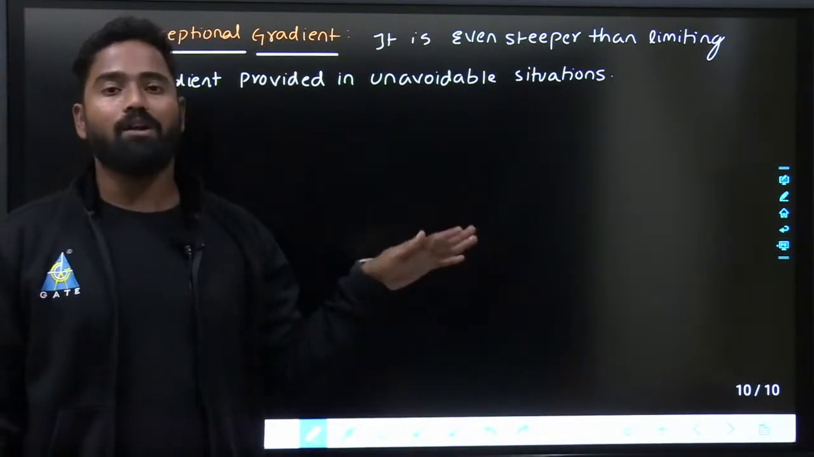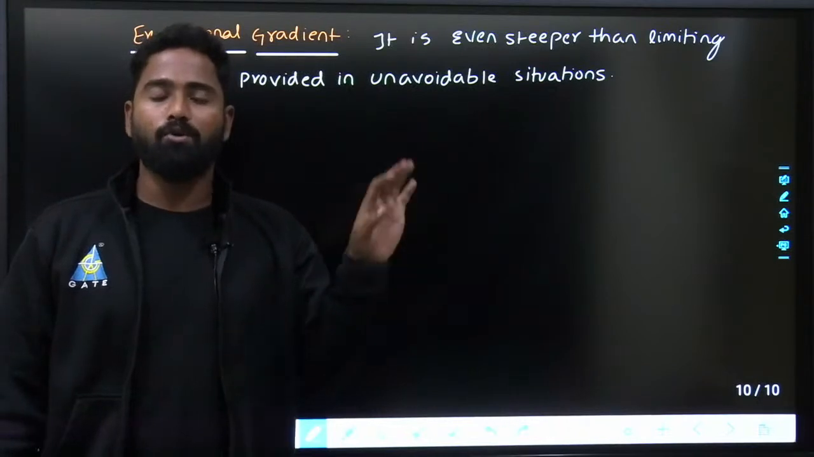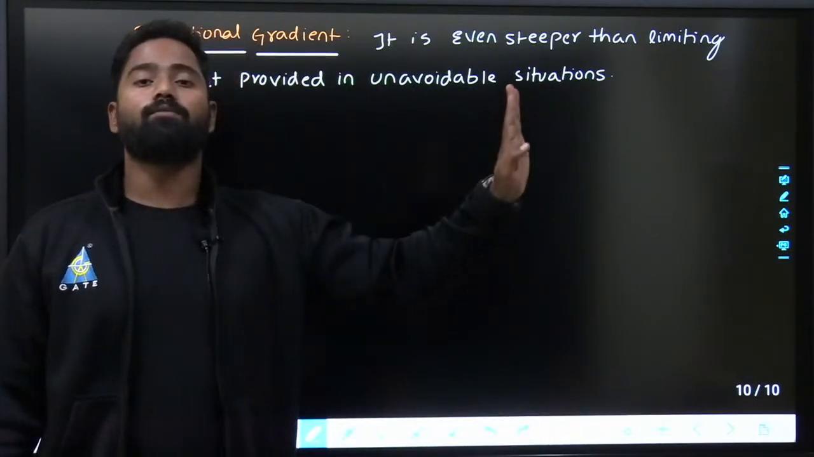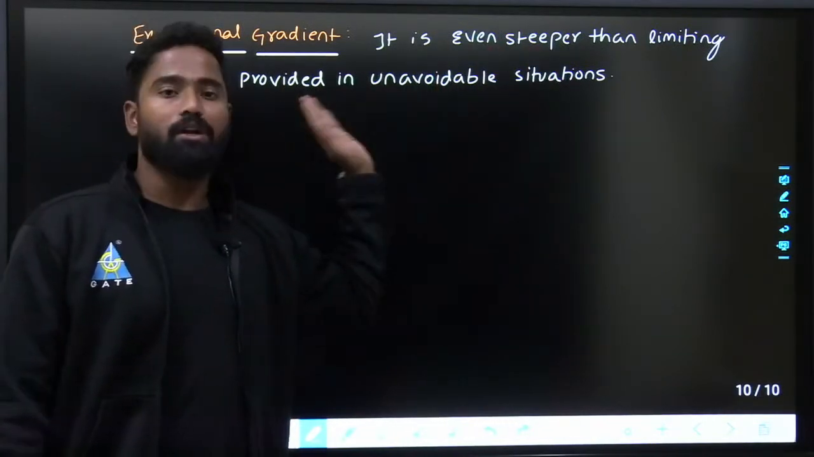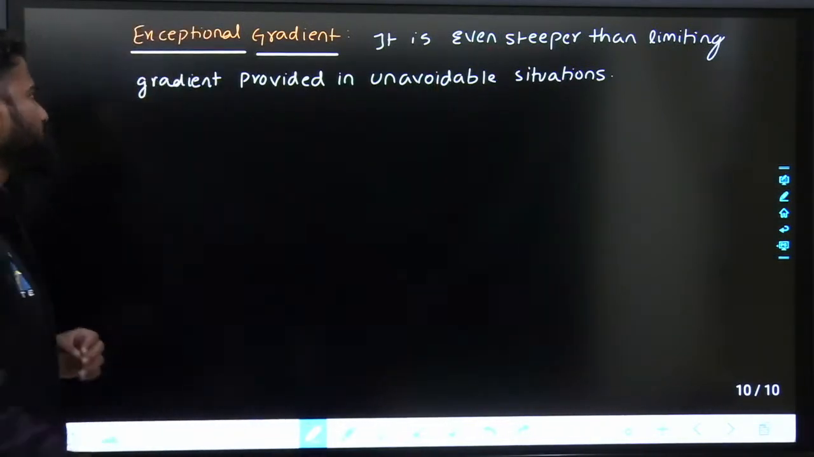Then you will reduce the speed. You will ask the people to reduce the speed and go very carefully because the gradient is steeper over there. That is exceptional gradient. Fine. Next one is minimum gradient.